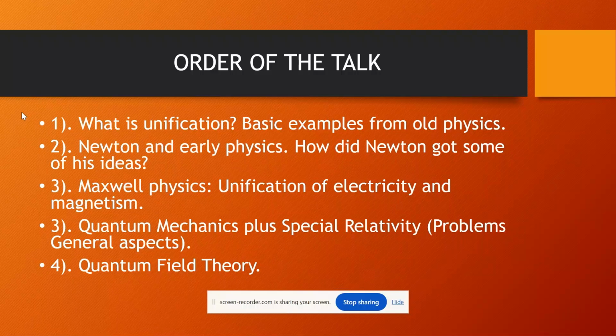The order of the talk is the following. I will mention what is unification, basic examples from all physics. I will mention Newton and the early physics, how Newton got the ideas, Maxwell physics, which is basically the unification of electricity and magnetism, quantum mechanics plus special relativity, which is quantum field theory. But I will mention briefly what were the initial problems and other topics which you will see during the talk.